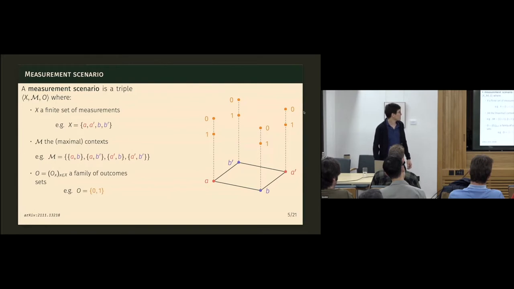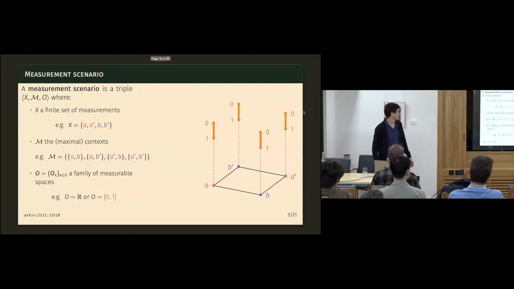As I said, we want to go to the CV setting. There, you can relax X to be an infinite set of measurement levels, but you can also relax O to become a continuum. For instance, for each observable, you can require that the outcome set is just a compact set.